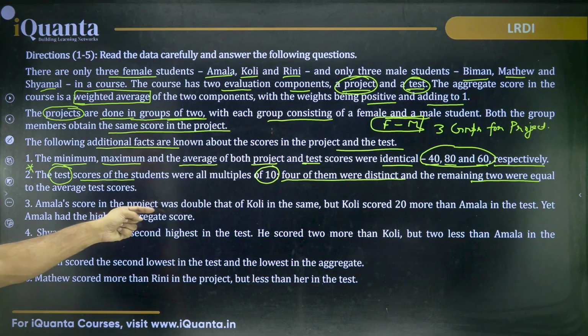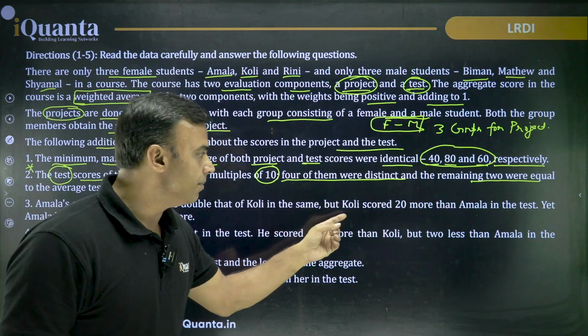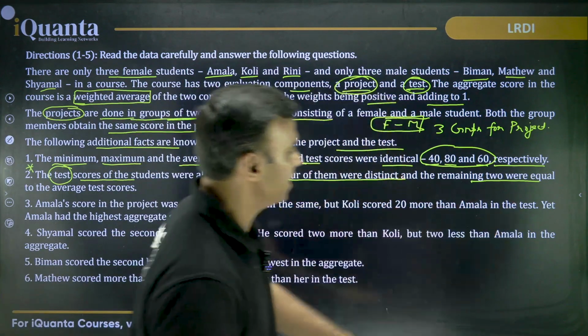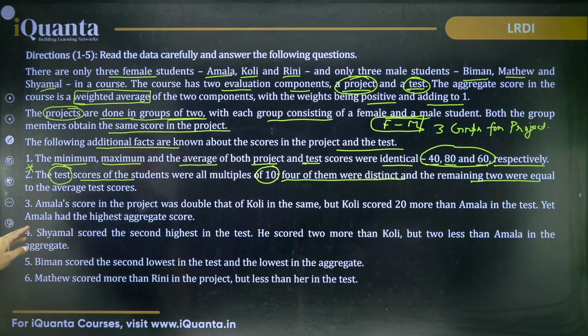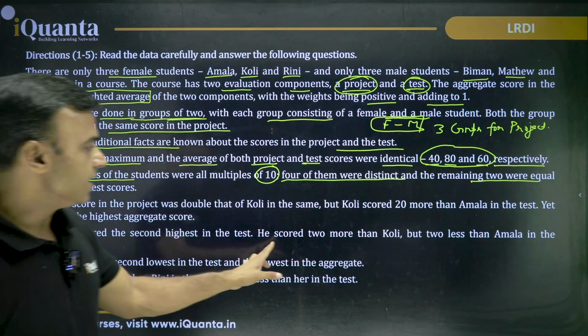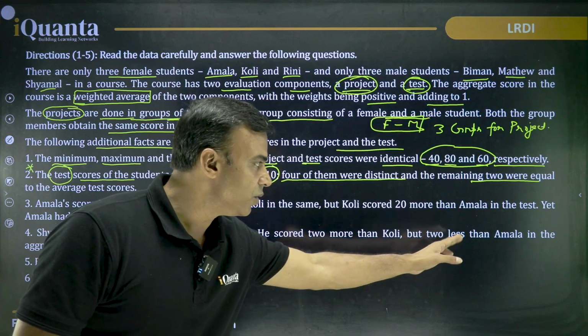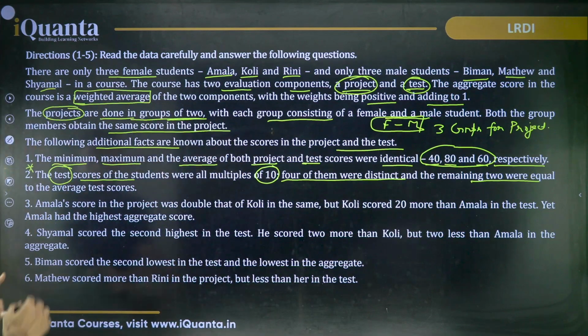Amla's score in the project was double that of Kohli in the same, but Kohli scored 20 more than Amla in the test. So this is a technical information, right? Shamal scored the second highest in the test. He scored 2 more than Kohli, but 2 less than Amla in the aggregate. Okay, so it's again a technical information. We'll use it at a later stage of the process.